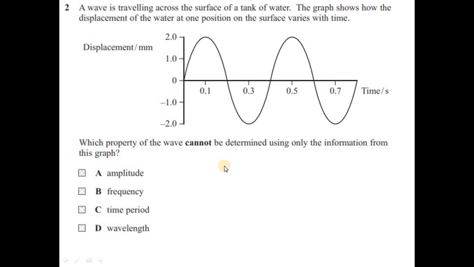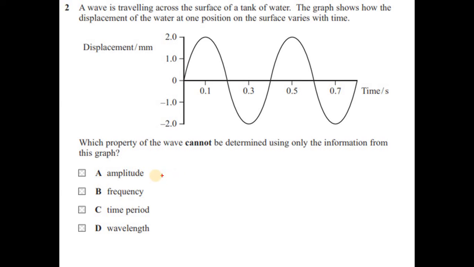Question number 2. A wave is traveling across the surface of a water tank. The graph shows how the displacement of water at one position on the surface varies with the time. So this is a displacement time graph. Which property of the wave cannot be determined using only the information from this graph?